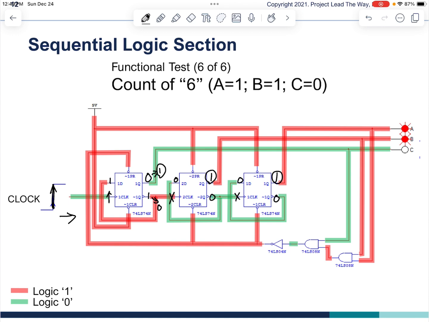But remember, we have a reset circuit here. As soon as the C changes from 0 to 1, you get 1, 1, 1 here, right? And it will reset the entire thing to start from 0, 0, 1 again. Then keep on looping.